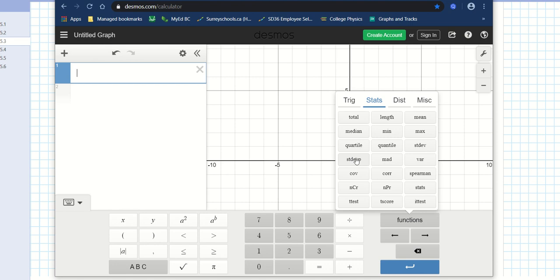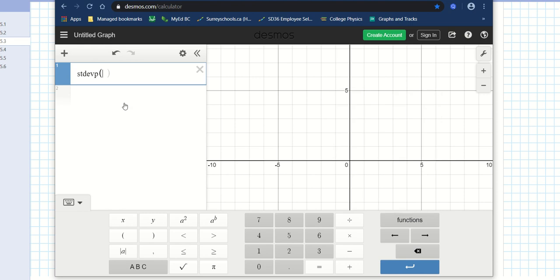STDev and STDevP. You want the P one. So this one stands for population. Because we're treating our values as the whole population, you want to choose this one. So you're going to click on this, or you can just type it in.